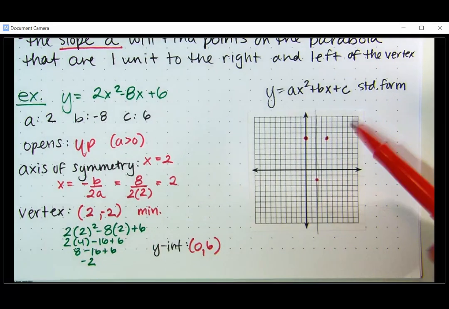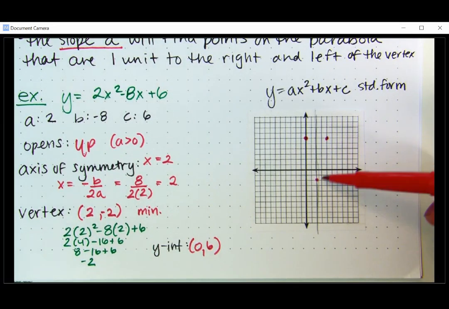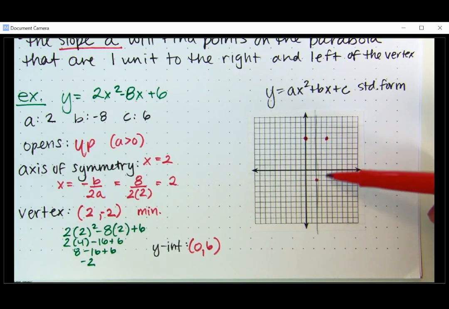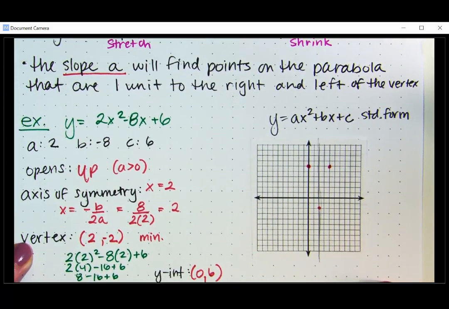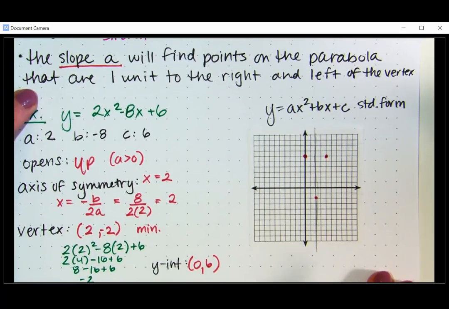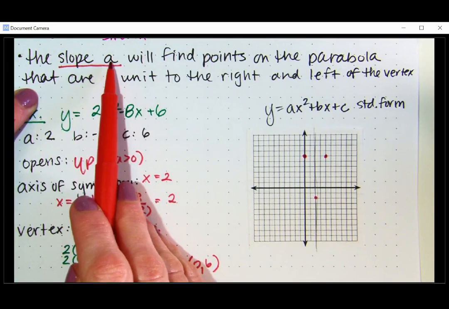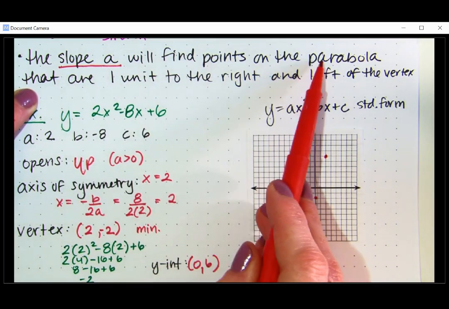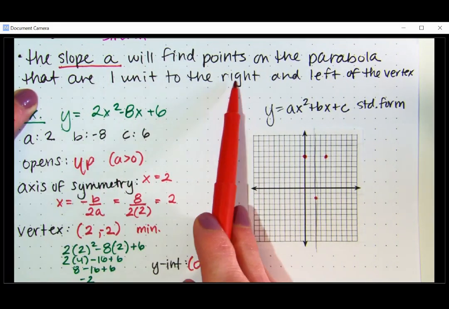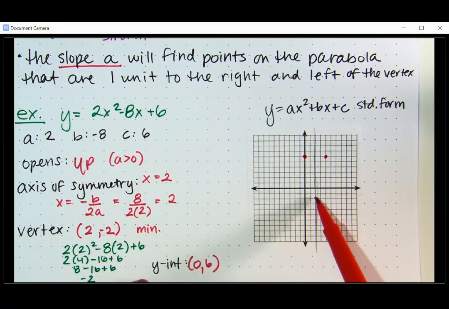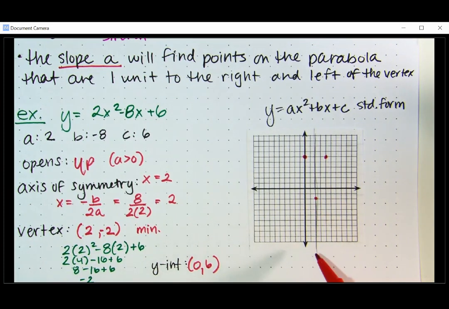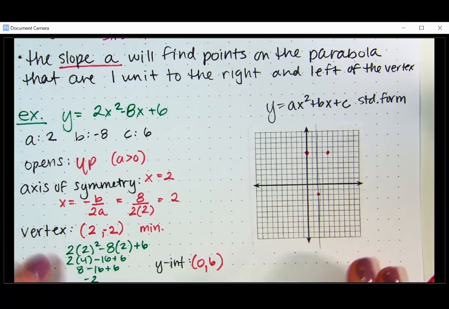Now, we do need 2 other points because we don't know enough information just by looking here to see exactly what the curve looks like, and it is important. So we're going to look at this last statement here. The slope A will find points on the parabola that are 1 unit to the right and left of the vertex. So what that's going to do is that's going to give us my point that's to the right one and to the left one.